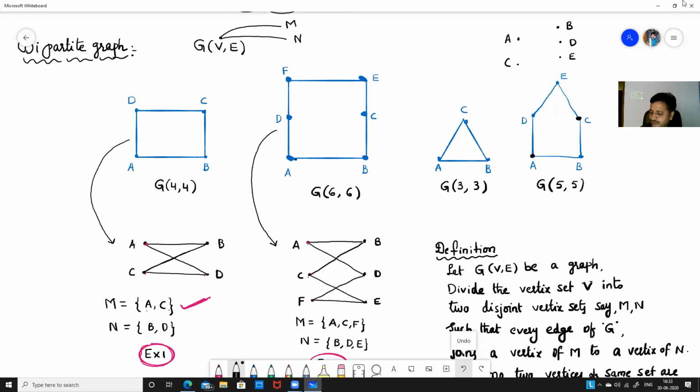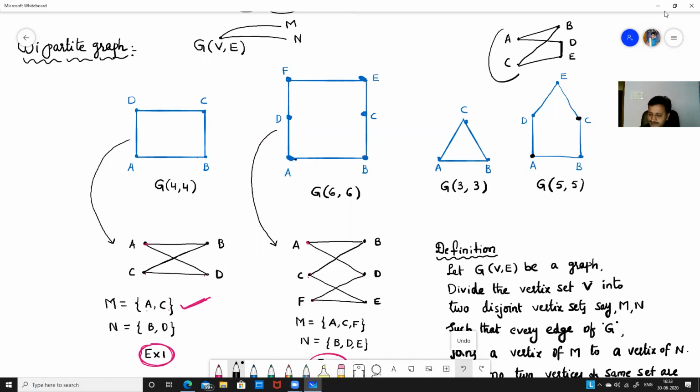Now I can say from A to D, A to B, we have an edge. From C to E, C to B, C to D and C to E, we have an edge. But what is the problem here? Of course, we have an edge from E to D also, which means we have to draw an edge from E to D. But in a bipartite graph, we cannot allow an edge between two vertices of the same set.